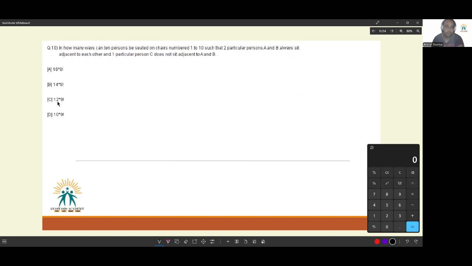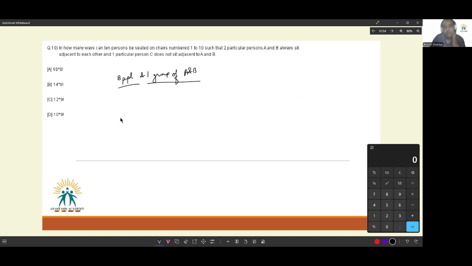Next. In how many ways can 10 persons be seated on chairs numbered 1 to 10, such that two particular persons, A and B, always sit adjacent to each other, and one particular person, C, does not sit adjacent to A and B? Okay. First, I'm looking at all cases where A and B are sitting together. There, what we'll do is, we'll look at 8 people and one group of A and B.